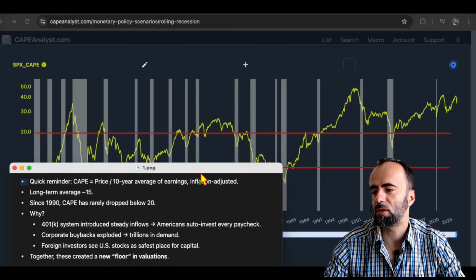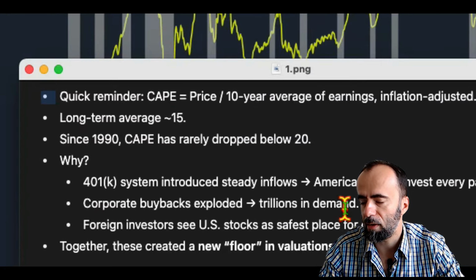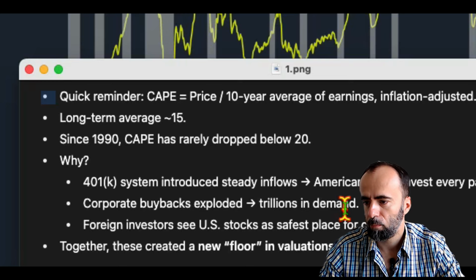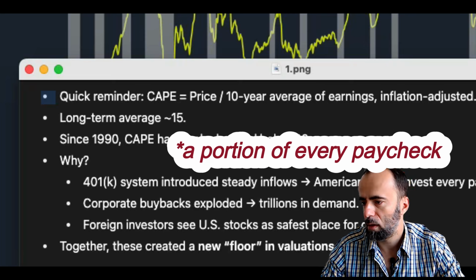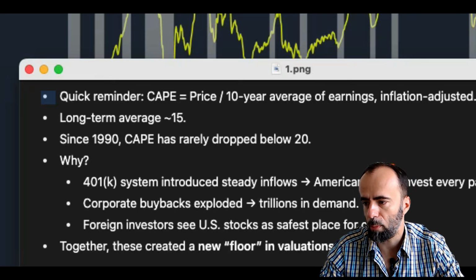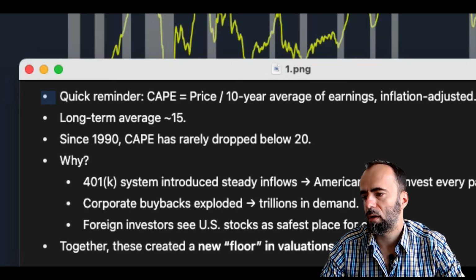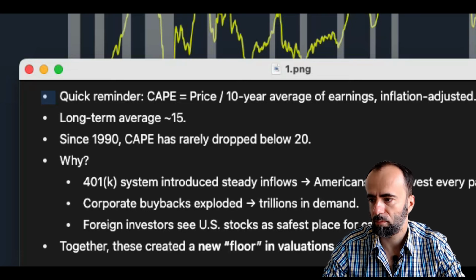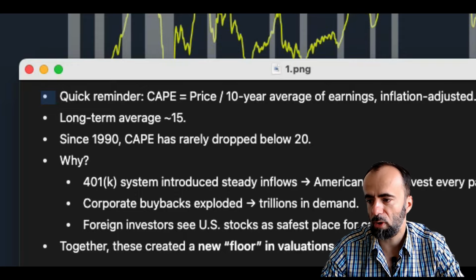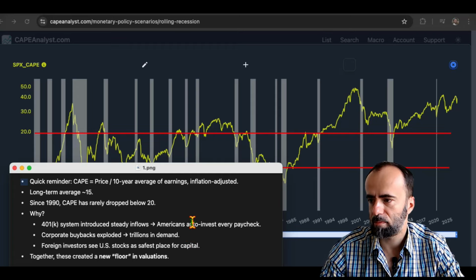So why is this? Number one reason is that the 401k in the USA is a system that introduced a steady inflow of money into the stock market. Americans auto-invest every paycheck. So it's a lot of money. Then number two is corporate buybacks that exploded in the 1990s. And this is trillions in demand. And number three, foreign investors that see the US stock market as the safest place for capital. Together, these three things have created a new floor for valuations ever since the 1990s.